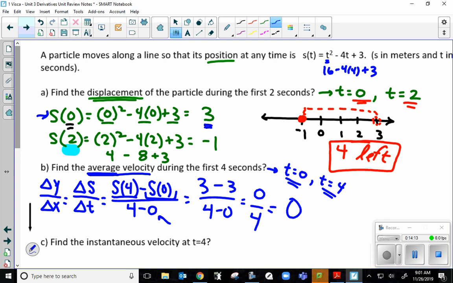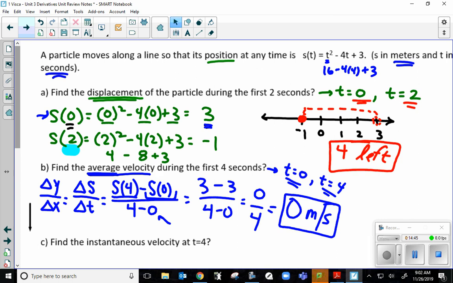How do I label velocity? Meters per second. Velocity is always distance compared to time. If you're driving a car, it's miles per hour. If I was driving, you could say mph, or you could say miles per hour. But for our instance, it is meters per second. That's the average.